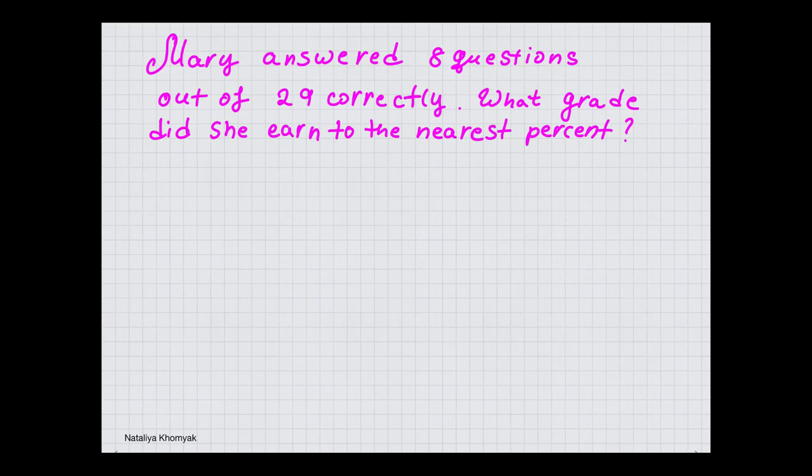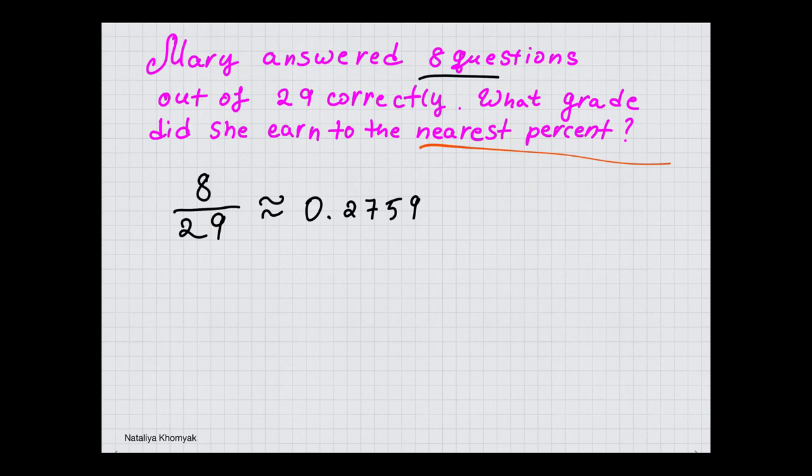Percents are out of total, so out of 29. And she answered 8, so 8 out of 29, which is approximately 0.2759. You don't need more than 4 decimal places. Now the question is, what grade did she earn to the nearest percent? So we need to change this into percent, times 100%. So we move this decimal place twice to the right to 27.59%.